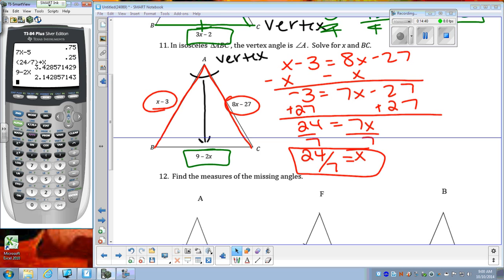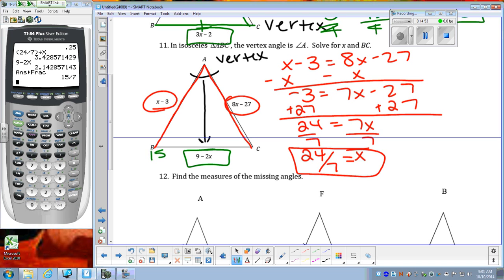And I get 2.143, which as a math fraction, I get BC is 15 over 7. So I'm done.